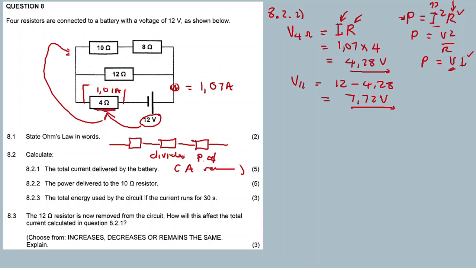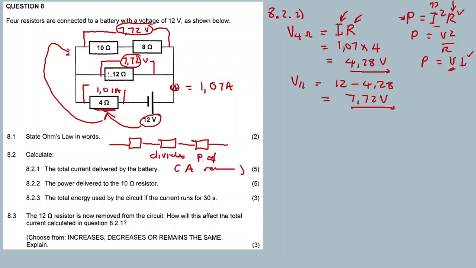I think I'll erase here. Let me do this. The potential difference here is 7.72. I guess electricity can be stubborn sometimes, even when explaining it. Sometimes you feel like it doesn't make sense, but I hope I'm making sense.